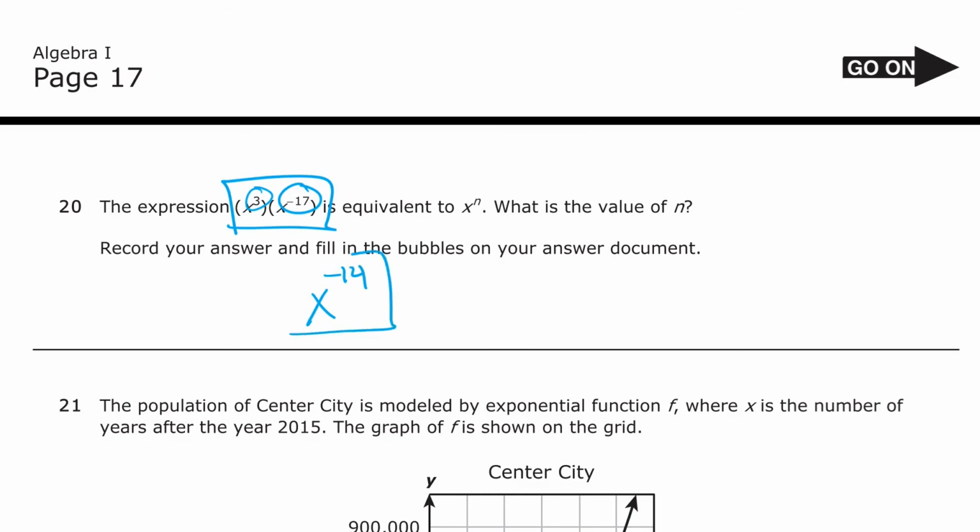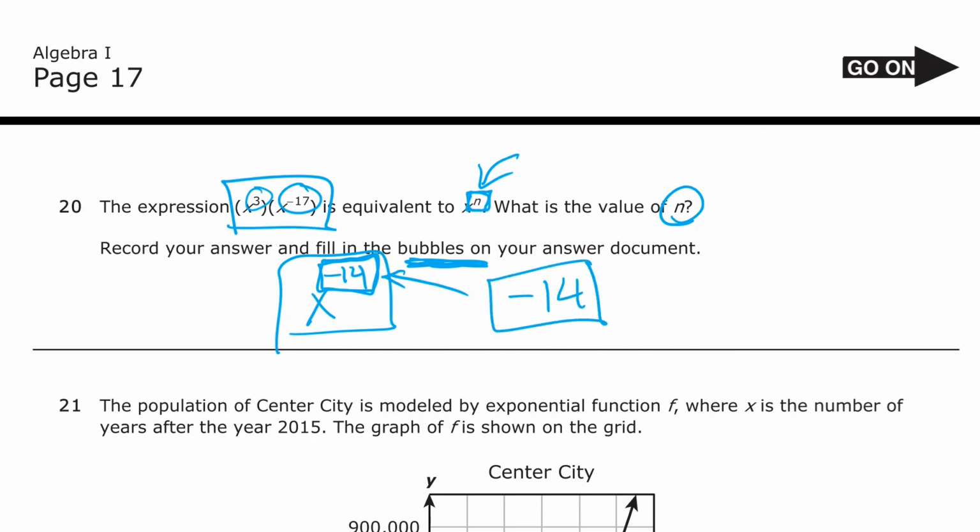But what would we type in our griddable? Because we're supposed to grid this on the bubble document. Well, it's asking for n, and what is n? N is the exponent. So what did we identify as the exponent? Negative 14. So the answer on this one is negative 14.